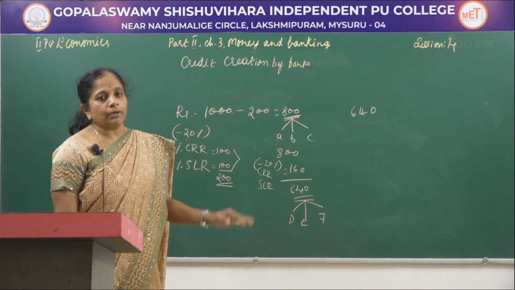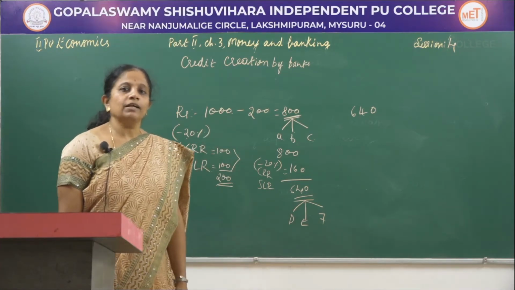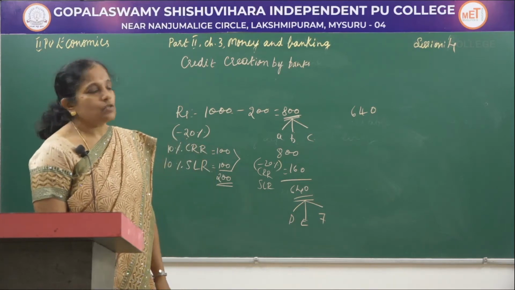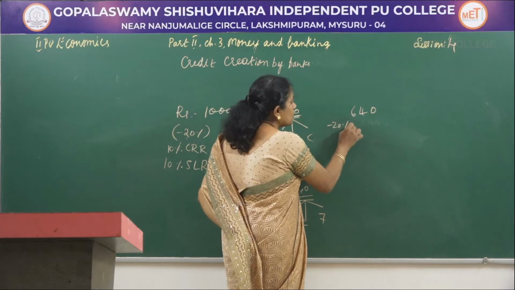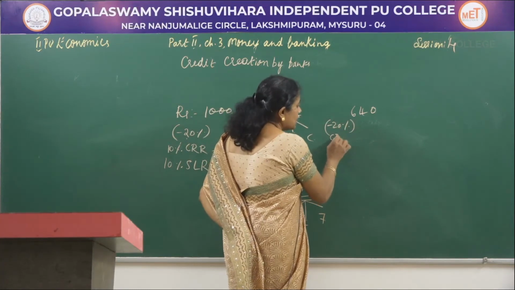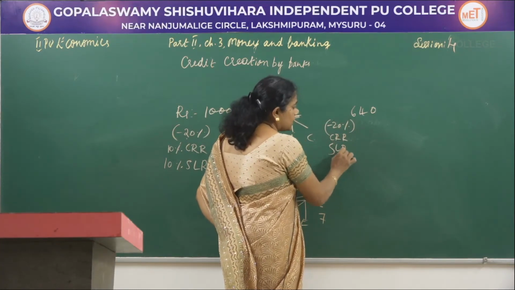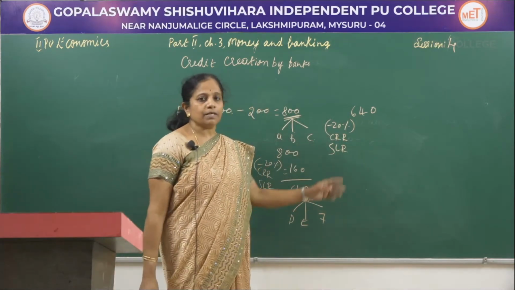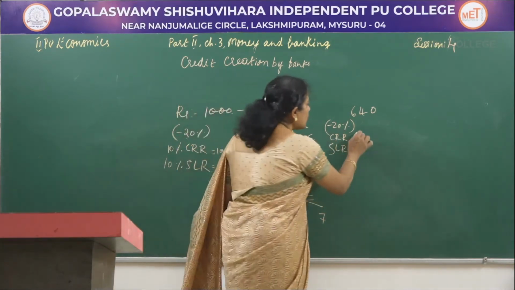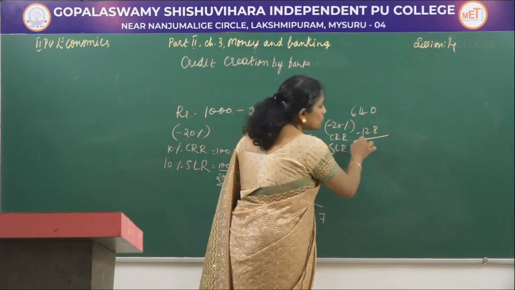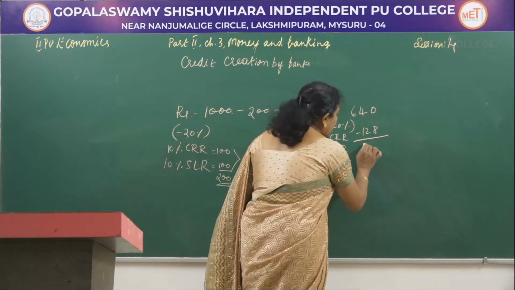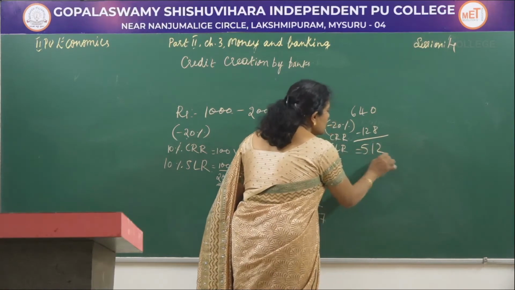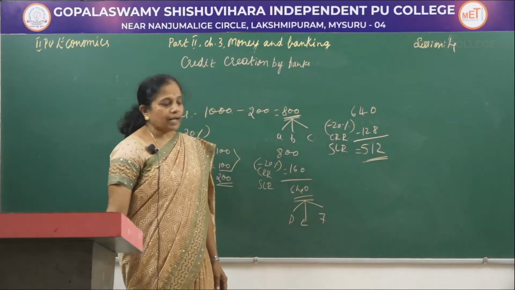They keep it in their particular account only to pay the checks to their clients. So, therefore, this 640 again is deducted with 20% as CRR and SLR, 10% for CRR and 10% for SLR. So, what happens? 128 rupees is deducted again from rupees 640, and rupees 512 is available with the bank.